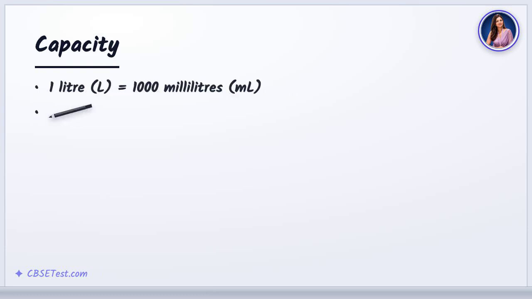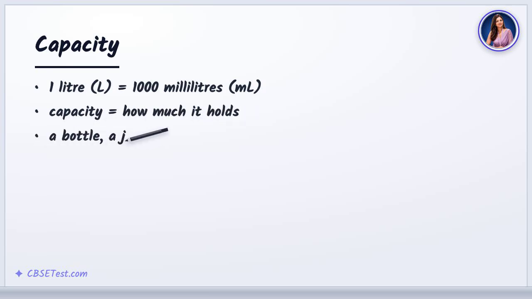Capacity is how much a container can hold. 1 liter equals 1,000 milliliters, useful for bottles, jugs, and tanks.